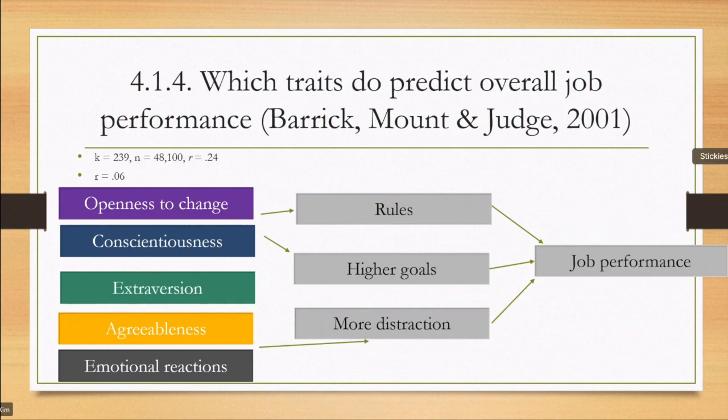Okay, so now we can look at which traits do predict overall job performance better. We see that openness to change, conscientiousness, which makes you follow rules, and low emotional reactions basically contribute positively to job performance to various degrees. Obviously, openness to change helps you get better in a new environment. Conscientiousness, you will follow the rules, which is good especially in a big company. And low emotional reactions just make you more task focused and less emotional.